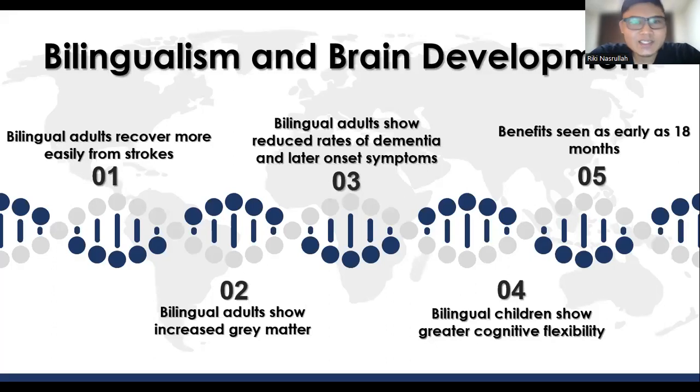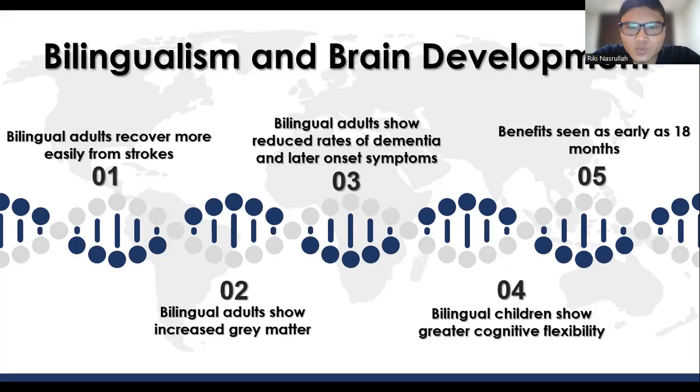So that's a quick introduction to different types of aphasia. Next, I want to flip the bit a little here and talk about bilingualism and brain development, and talk a little bit about its importance. First of all, bilingual adults recover more easily from strokes, and there is a great deal of data on how being bilingual benefits our brain and cognitive ability.